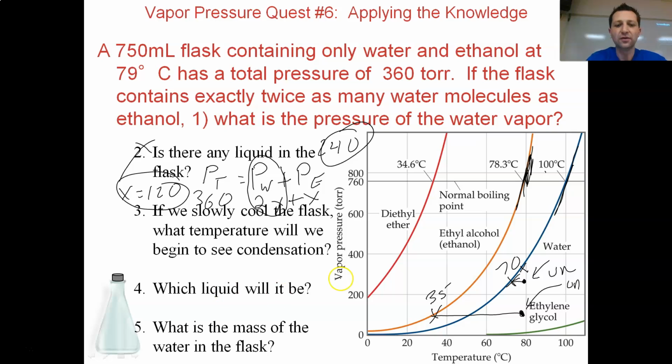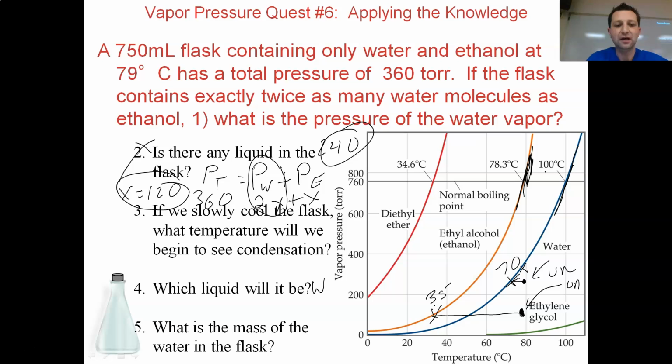Okay, what liquid will it be? It'll be water because we hit that saturation point first, right? The ethanol doesn't become saturated until we are at 35 Celsius, along that curve, if we started here at that pressure, right? So we cool it from 79 down to 35, then we'll be able to see the saturation point occur.